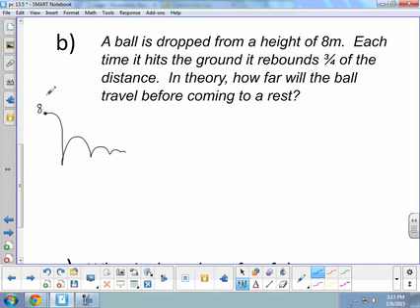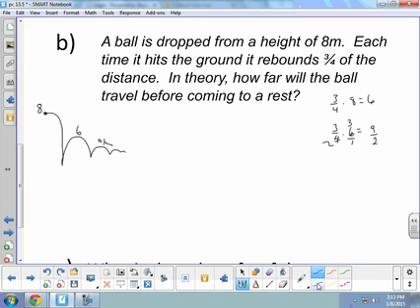So it starts at 8. 3/4 of 8 is going to give me 6. So right there, that's going to be 6. 3/4 of 6 is going to give me 9/2, or 4.5. So that would be there. And we could keep on figuring that out over and over again, but I'm not going to.